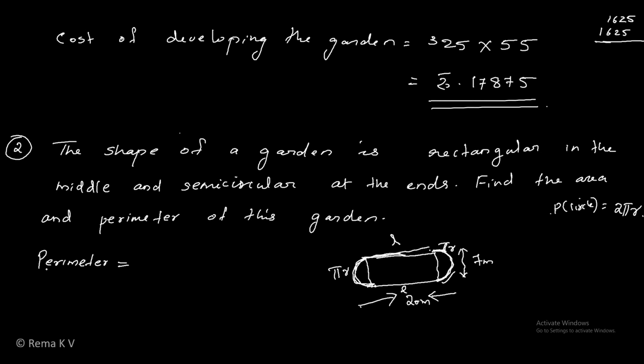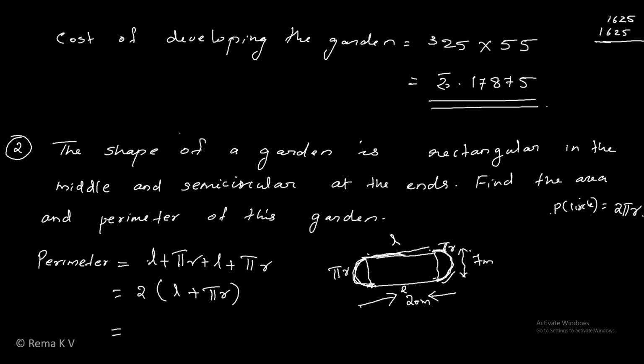Okay, so to find the total perimeter, what we have to do is L plus pi r plus L plus pi r. So the total perimeter is equal to L plus pi r plus L plus pi r. We can write this as 2L plus 2 pi r, that is 2 into L plus pi r. Now we have to find out what this length is and what the radius of the semicircle is.